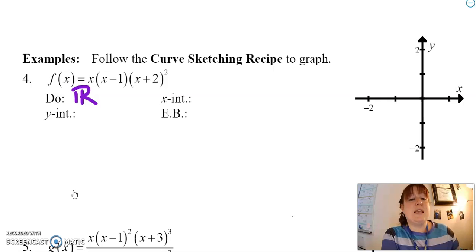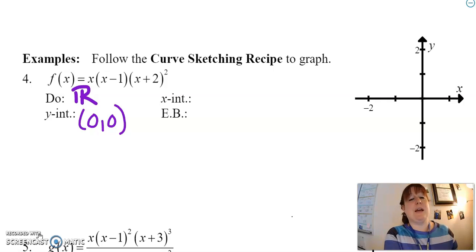The next thing we want to look for is the Y-intercept. The Y-intercept is the easiest intercept to find. All you do is plug in 0 for x, and you solve. And this one's really easy because I plug in 0 here, and 0 here, and 0 here, and you notice that 0 times who cares what's inside of here is always going to be 0. So my Y-intercept is 0, 0.